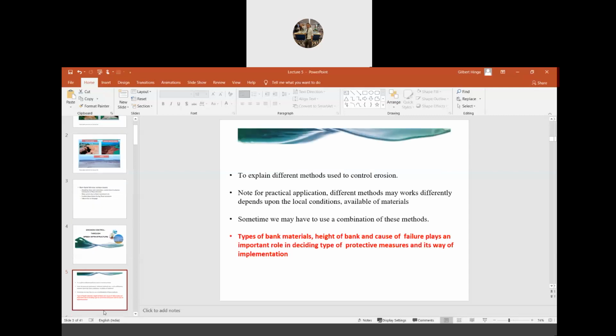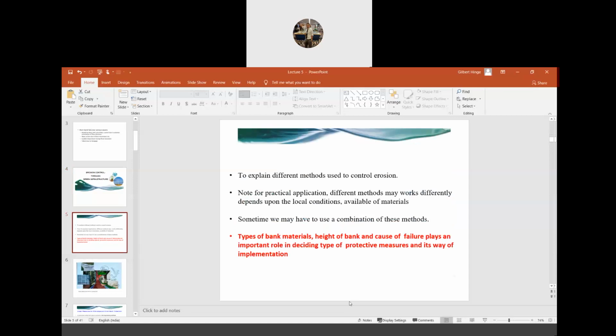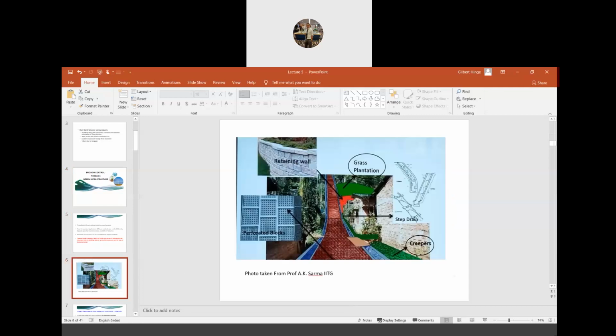Then we moved on to erosion control through green infrastructure. I said that this kind of solution varies from place to place. For us to decide which type of measures we should consider, we should know the cause of failure. We should see the locally available material. Sometimes we have to incorporate different solutions together to solve the problem of erosion.